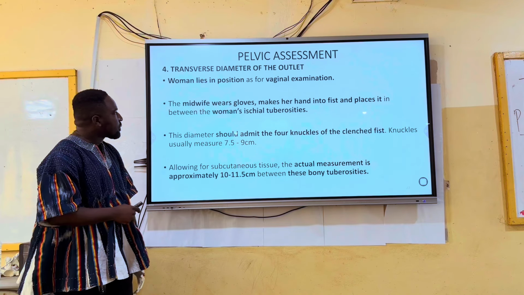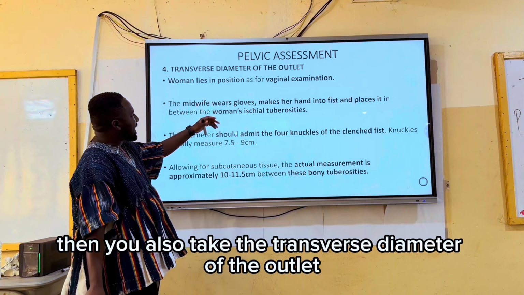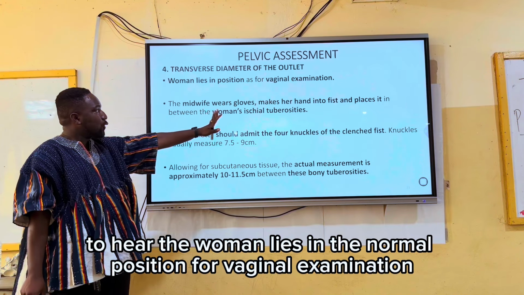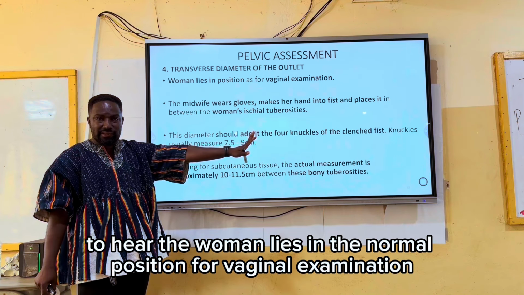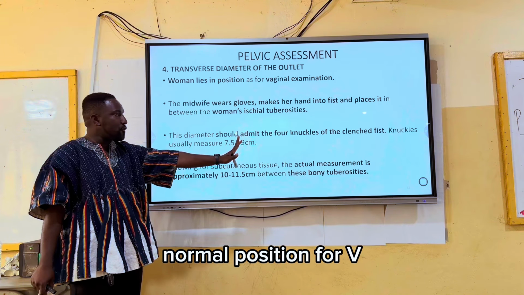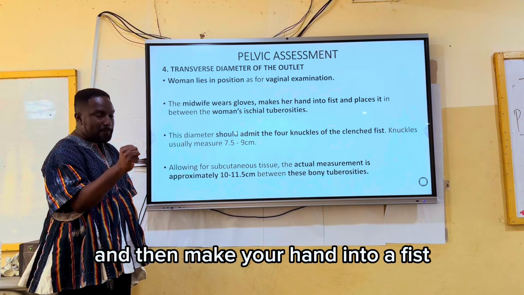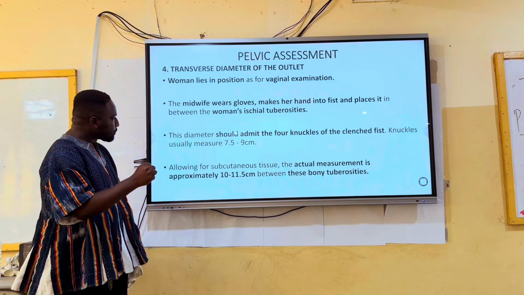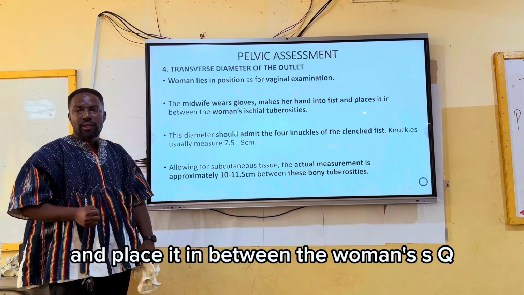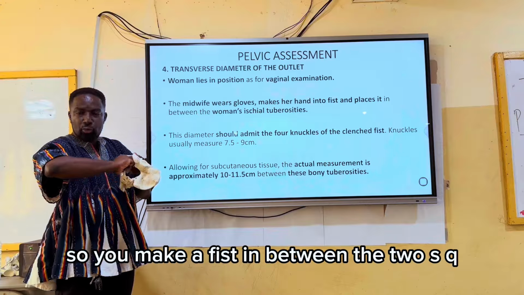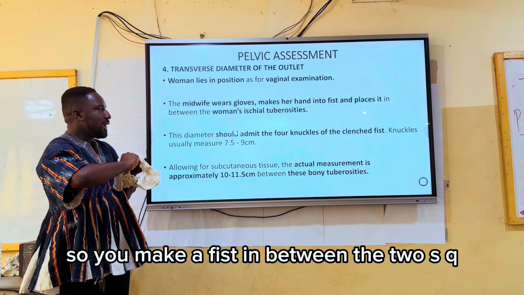Then you also take the transverse diameter of the outlet. So here the woman lies in the normal position for vaginal examination. The midwife will wear the glove and then make her hand into a fist and place it in between the woman's ischial tuberosities, from here to here, right? So you make a fist in between the two ischial tuberosities.